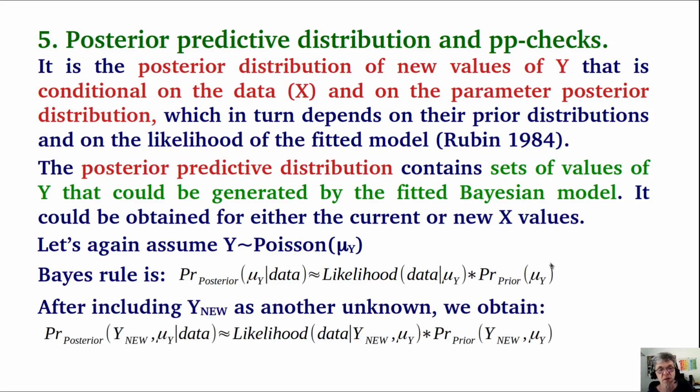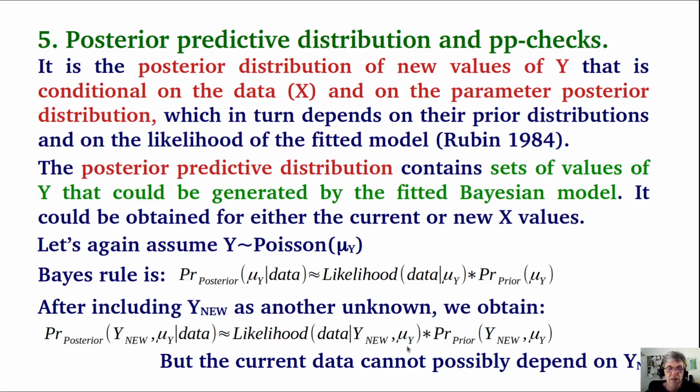So if we include the new values, w_new is another unknown, we introduce them in the left hand side of our equation and correspondingly in the right hand side. So this is nothing substantial, nothing different or hard. But the current data cannot possibly depend on new data. The other way around, yes, that is true, but the current data cannot depend on the new data, which allows a simplification that I'm going to show in the next slide.